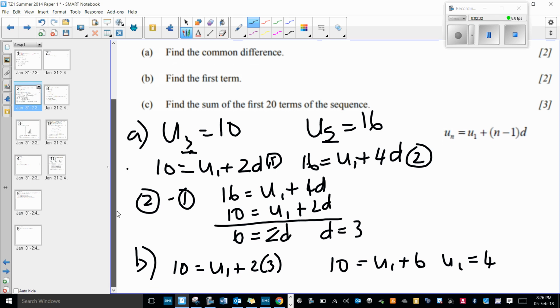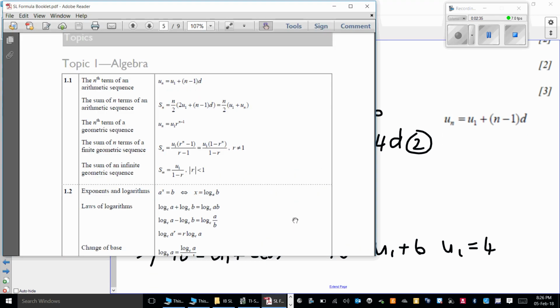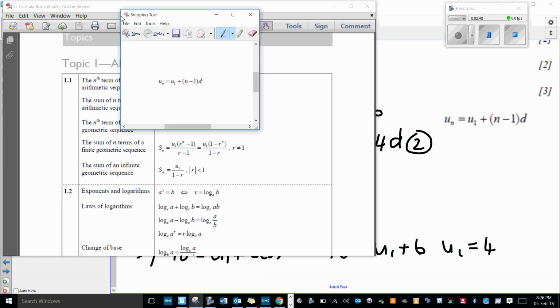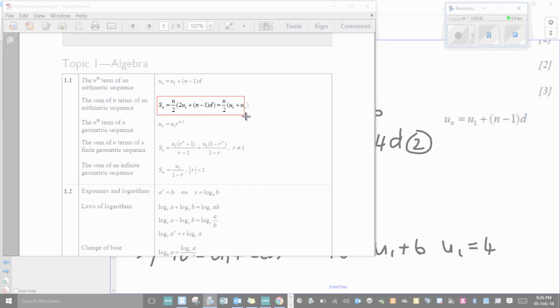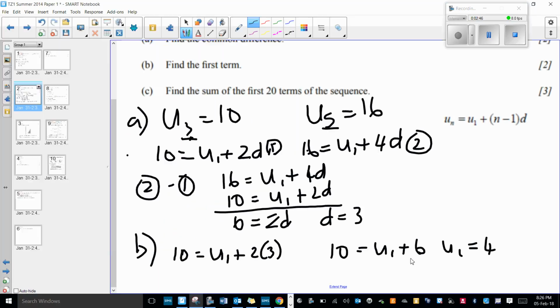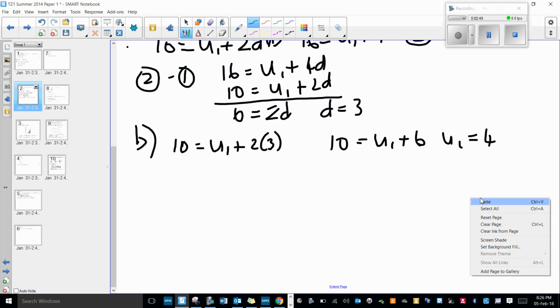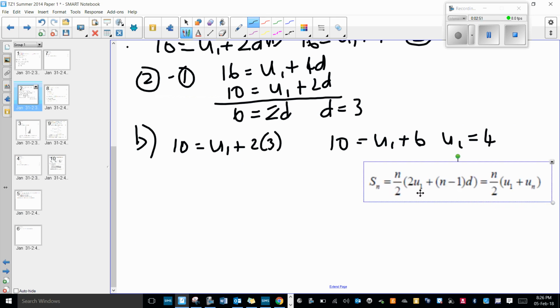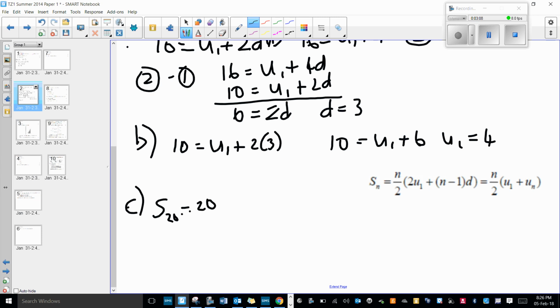So again, going back to the formula, we're looking at the sum of an arithmetic sequence. Obviously we do have two options given to us here. We're just going to use this first, more commonly used one. This is the second one if we knew what the last term was. So part C, it's the sum of the first 20 terms, so we're finding S20 equals 20 over 2 brackets 2 lots of 4.